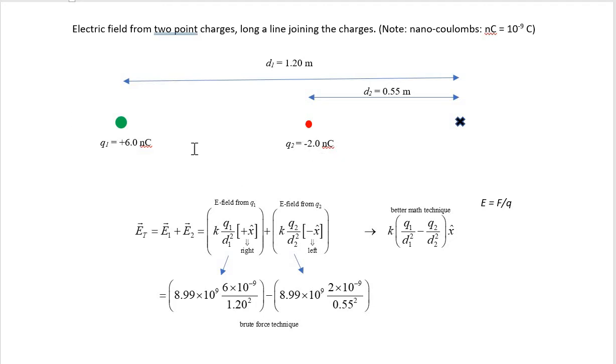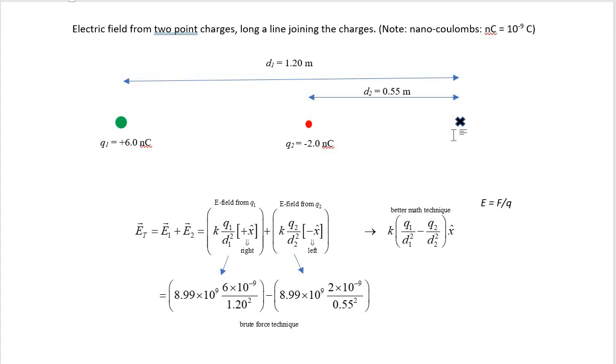Now, we also should label in a logical fashion Q1's position from the point in space where we need to calculate the electric field, which is right here. So D1 is at a distance of 1.2 meters. So a straight line to there is 1.20 meters. And Q2 is located a distance of 0.55 meter, right?